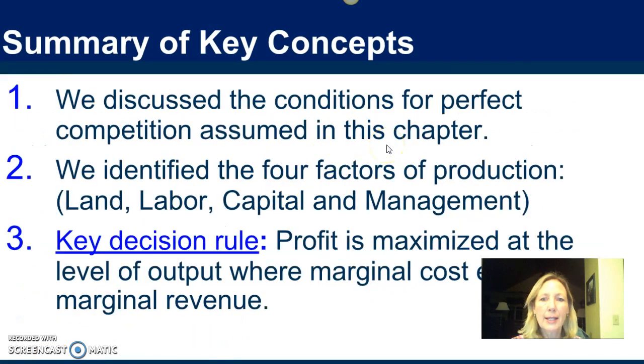We discussed the conditions for pure competition earlier in the chapter, the beginning of chapter 6. We identified the 4 factors of production: land, labor, capital, and management. And we learned that profit is maximized at the level of output where marginal cost equals marginal revenue. Just remember that: marginal cost equals marginal revenue. And we are going to practice some of these things.